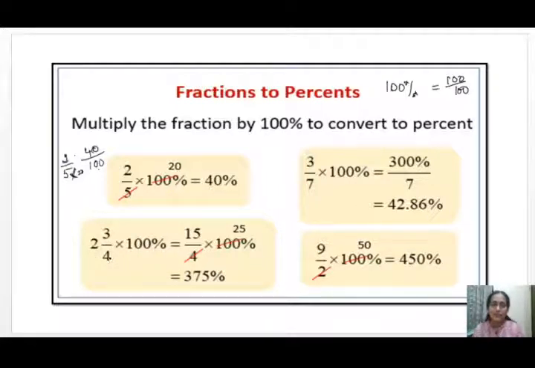2 3 by 1, the mixed fraction is given, it should be converted to improper fraction. Then you have to multiply by 100%. Whatever the value you are getting, it is written with the percent sign. Yeah, 9 by 2. On the whole, whatever the fraction is, if it is a mixed fraction, it has to be converted to improper fraction, and whatever the fraction is given, you have to multiply by 100%, and the value you are getting has to be written with the percent symbol.